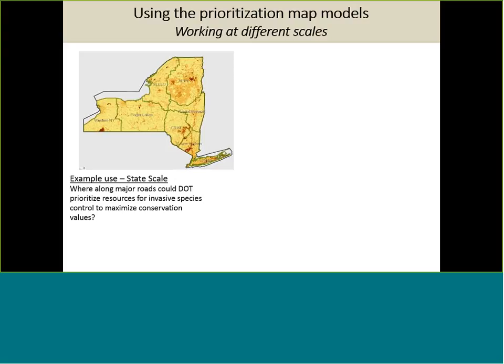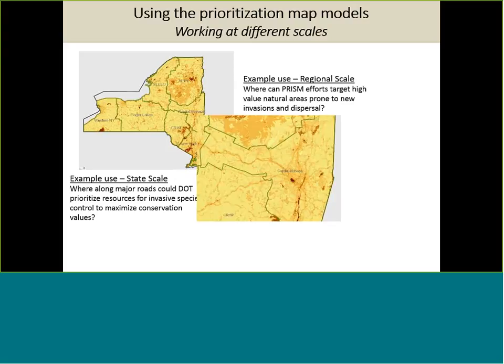I think in many cases, people would be looking at more of a regional scale and using these maps for those purposes. And so thinking about more of the PRISM level. Where can our PRISM efforts target high-value natural areas that are prone to new invasions and dispersal? So we're hoping that these maps will help with strategic planning and making decisions at the PRISM level with your PRISM partners, to help think about your upcoming field season or long-term planning as well.